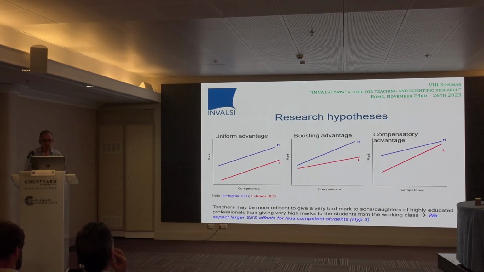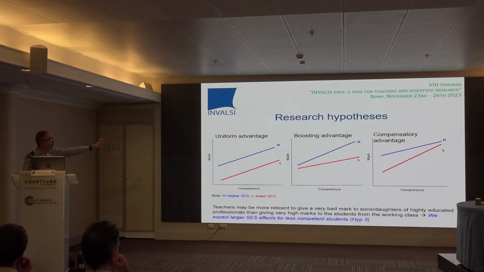The last aspect is whether the gap in grading is similar or varies along the student competencies distribution. So I try to outline three potential scenarios. The first one is a uniform advantage scenario, which says that higher SES students are always over-assessed, even if they are low ability or high ability students. It doesn't matter. The second scenario, what I call the boosting advantage, means that the grading premium in favor of high SES students is particularly present for high achieving students.